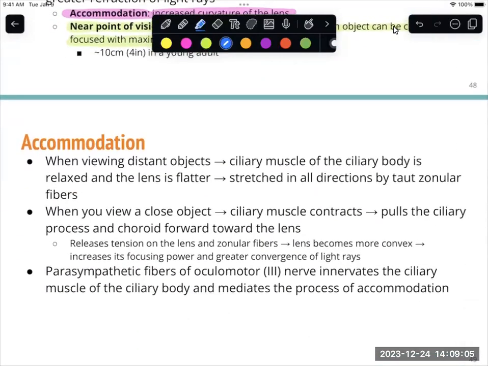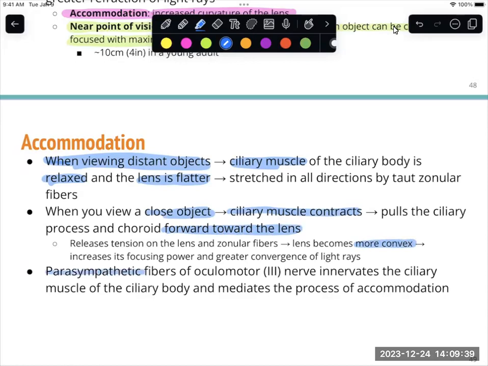So when we view something that's far away, those ciliary muscles relax. When that happens, the lens flattens out. When something is close, that ciliary muscle has to contract. It helps to pull this lens forward, releases tension on the lens and the zonular fibers. That lens becomes even more convex.